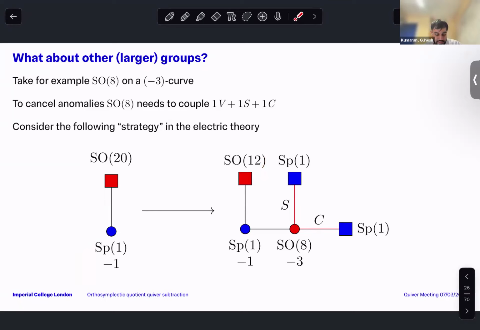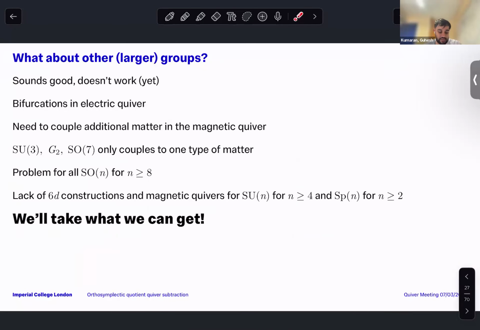So you can see that the transformation process from the initial quiver to the final involves two things. It's the gauging of SO8 plus the coupling of this additional matter. And that's the thing that complicates the analysis a bit more, precisely because of these bifurcations. The cases of SU3, G2, and SO7, you only had to couple one type of matter. So you literally just did a gauging. But this problem of adding additional matter is something that you'll face if you try and consider all SO(n) for n greater than 8. So that rules out SO9, for example, from this analysis so far.